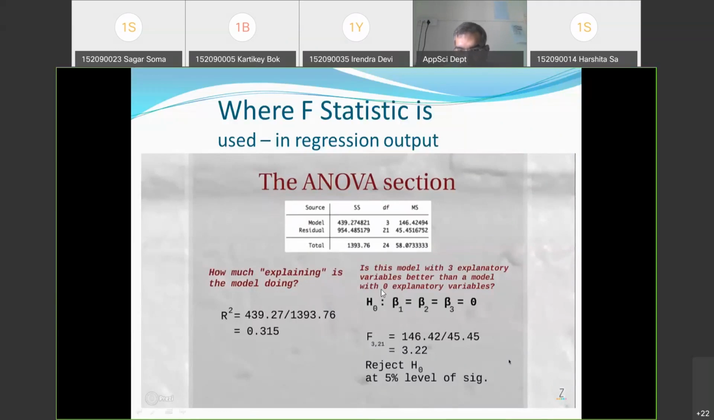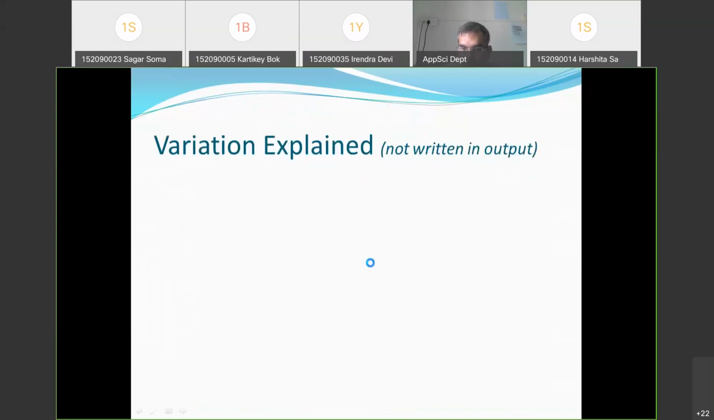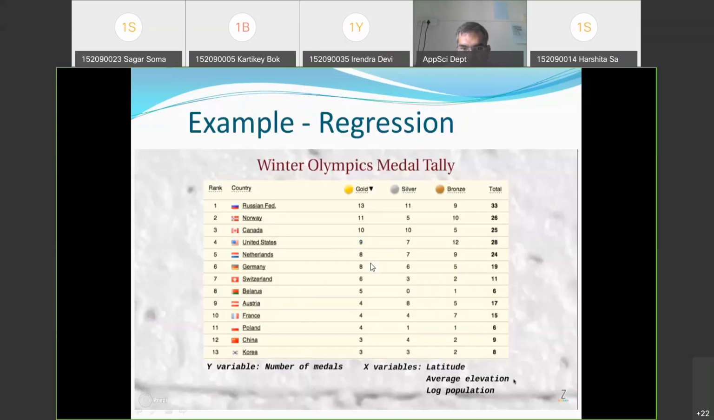Yes. So this mean square is now the measure of variation. This is the sum of squares, and this is the corresponding degrees of freedom. Here we have three variables in the example. Sorry, let us spend a few seconds on the example.